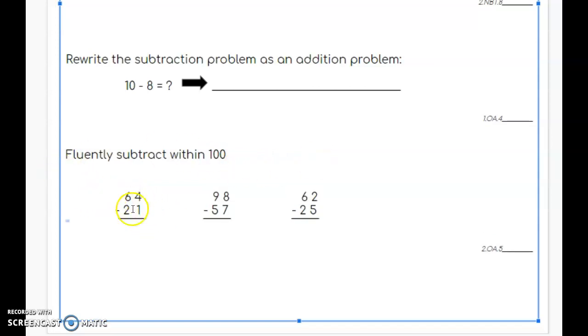I have these 3 subtraction problems. You're going to be subtracting and answering underneath the line. Pause and do that now.